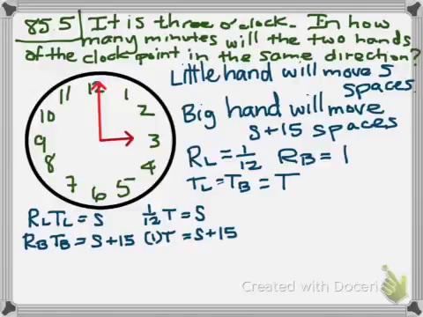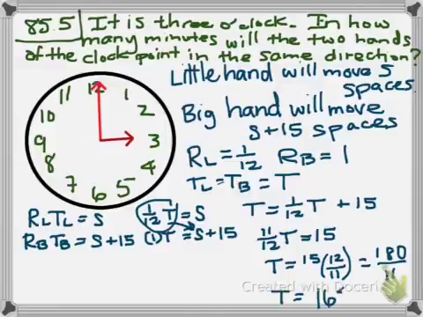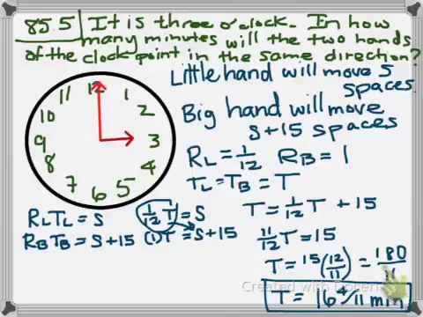Now we'll just substitute in. T is equal to 1/12 T plus 15. Subtract 1/12 T from both sides. We get 11/12 T equals 15. Multiply both sides by 12/11, so we end up with 180 divided by 11. When you divide that out, you get T equals 16 4/11 minutes. And the estimate at the beginning was that it was going to be around 3:20, so it's going to be about 3:16.